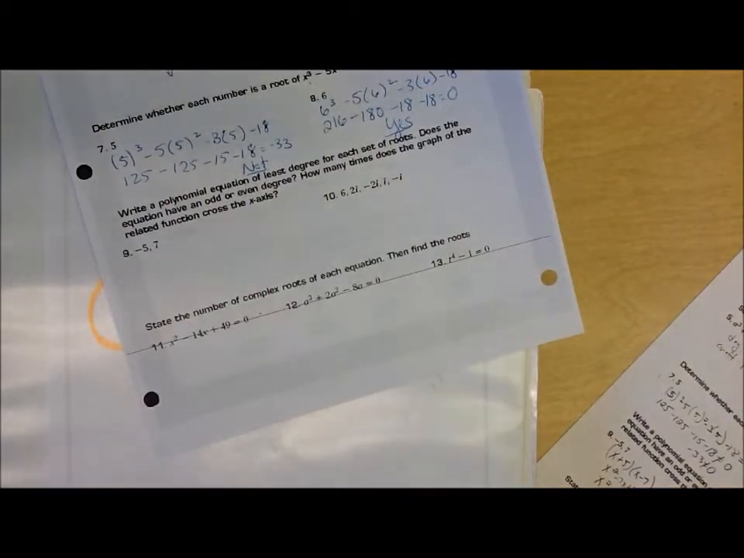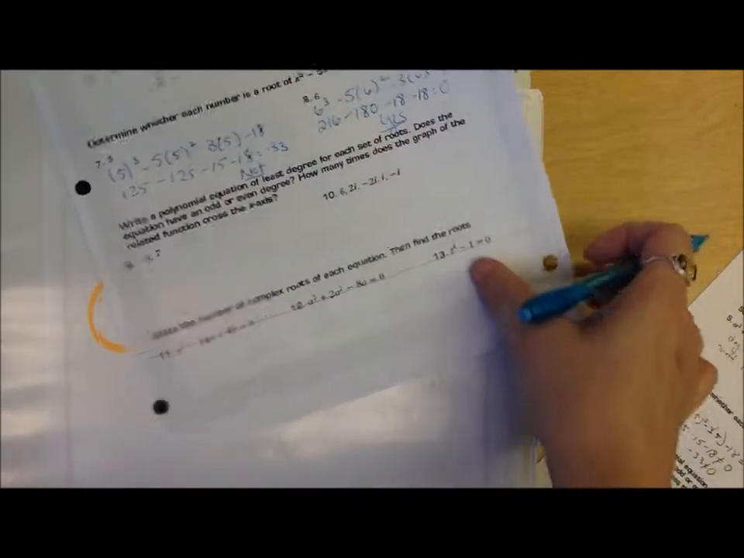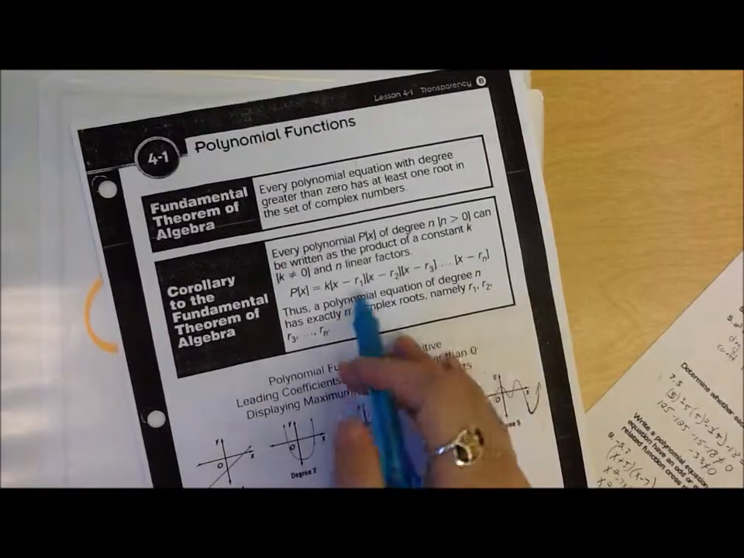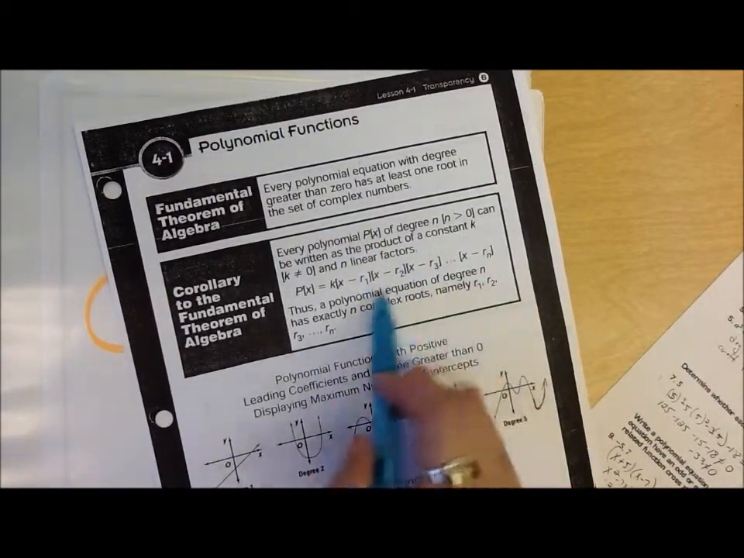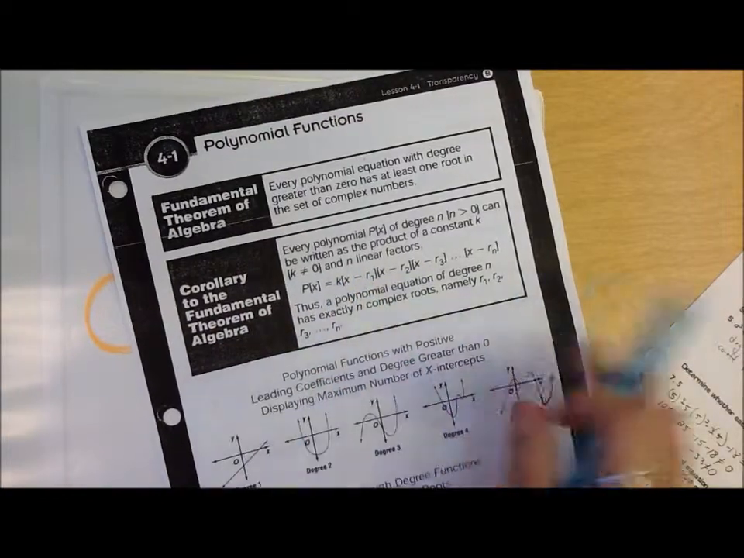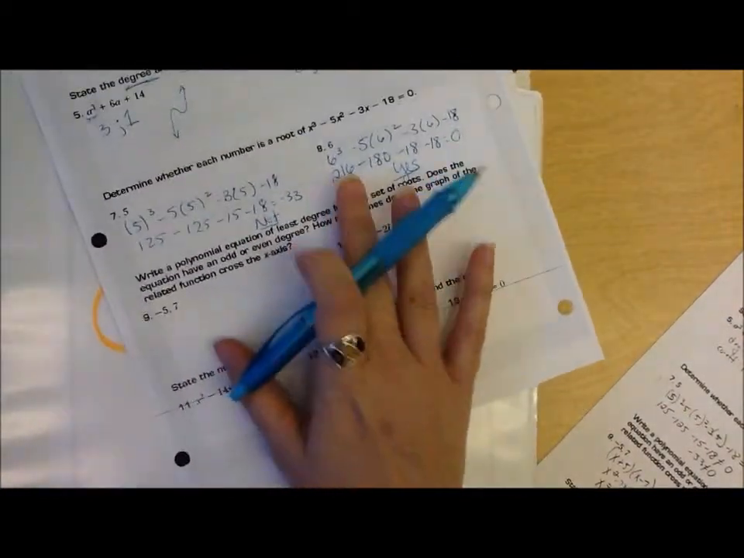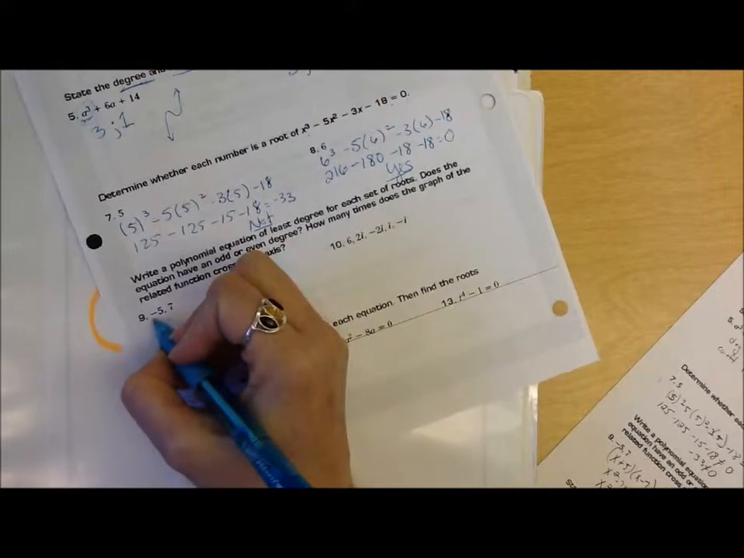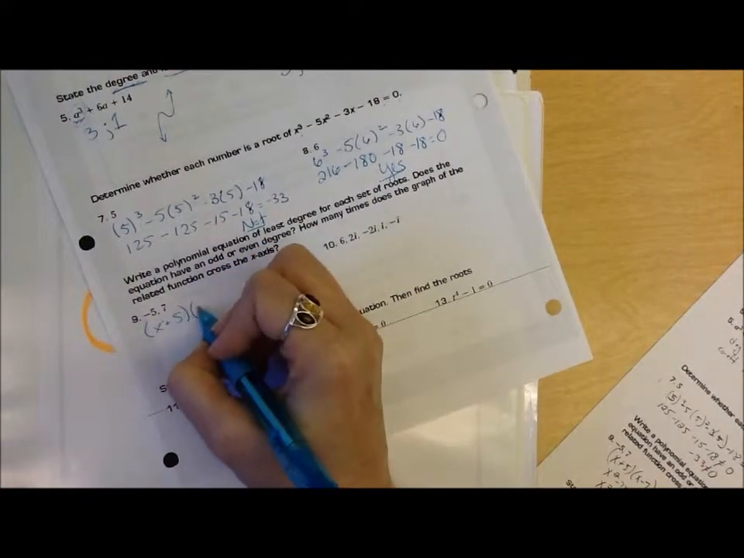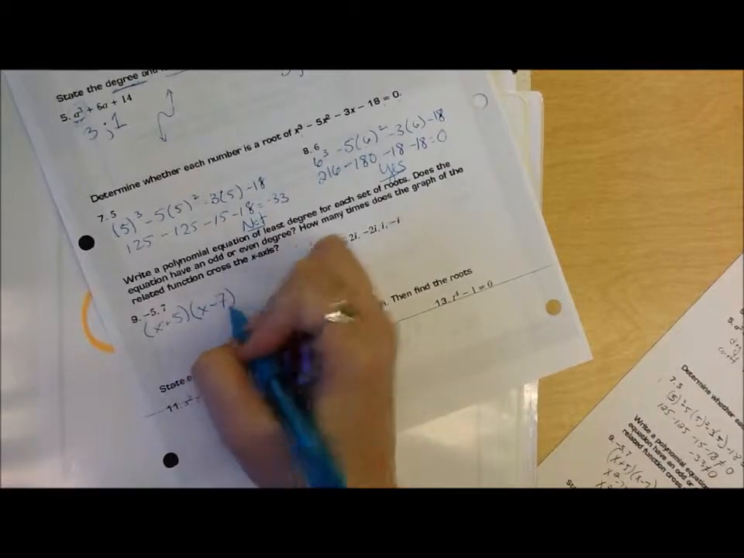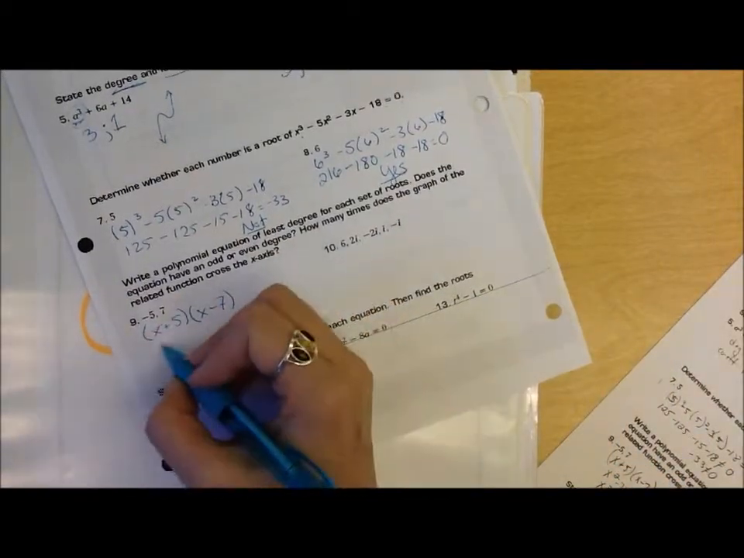Write a polynomial of least degree for each set of roots. So what we're going back to here is this. We're kind of going backwards here. If these are the roots, then you can turn them into factors. So if negative 5 is a root, then one of the factors of your function is x plus 5. If 7 is a root, one of the factors is x minus 7. Go ahead and multiply them.